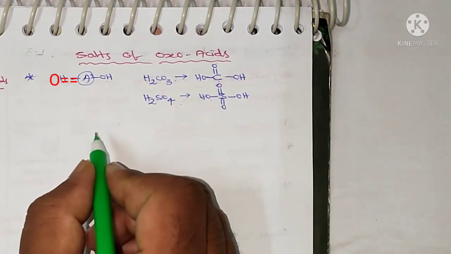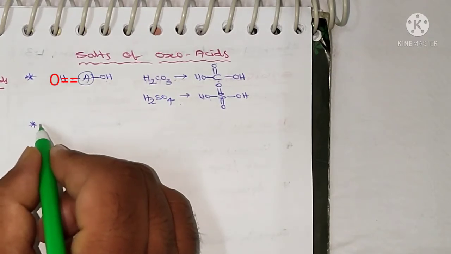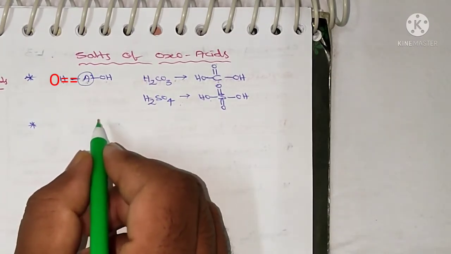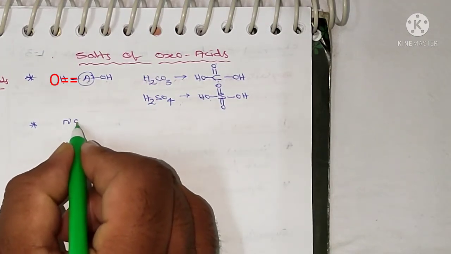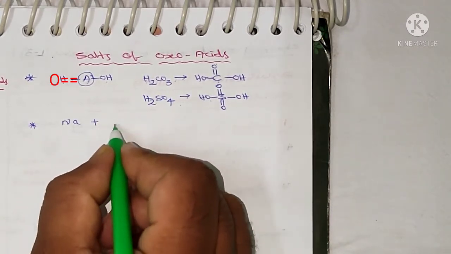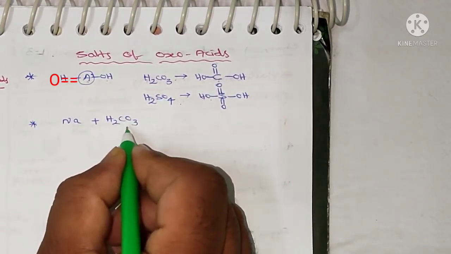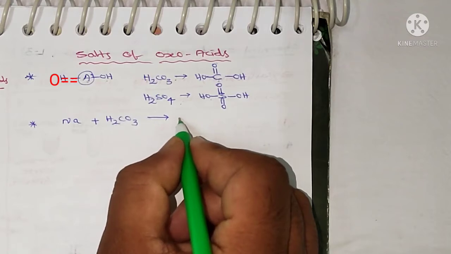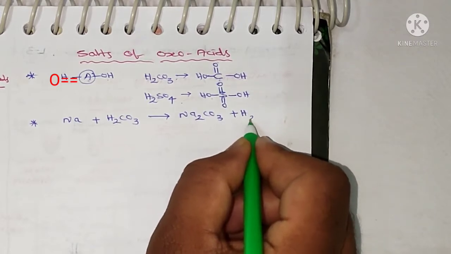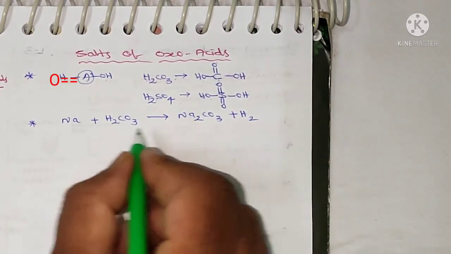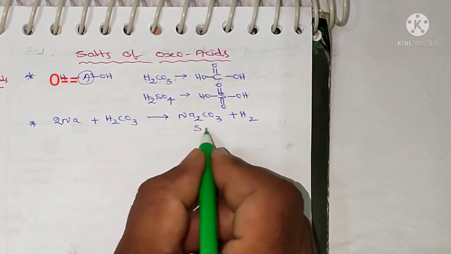And the alkali metals can form salts with all oxo acids. The alkali metals, meaning first group metals, react with oxo acids to form salts. For example, I am taking sodium metal. That sodium metal reacts with carbonic acid, H2CO3. Then it can form solid sodium carbonate plus H2, and balance that equation. Here 2 sodiums, let me take here 2. Now it is a balanced equation. So it is a salt.